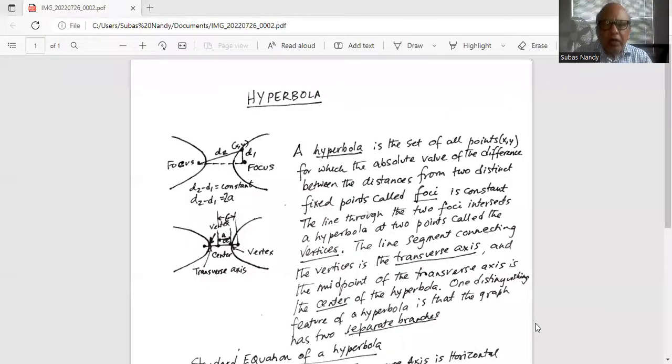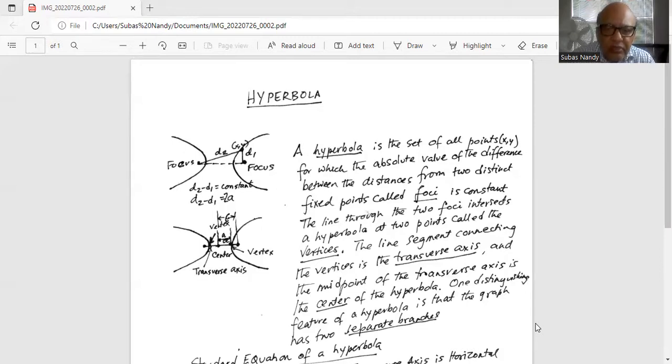So what is a hyperbola? A hyperbola is the set of all points x, y, as shown in the diagram, for which the absolute value of the difference between the distances from two distinct fixed points called foci is constant. One distance is d2, the other is d1. So the absolute value of d2 minus d1 is constant.